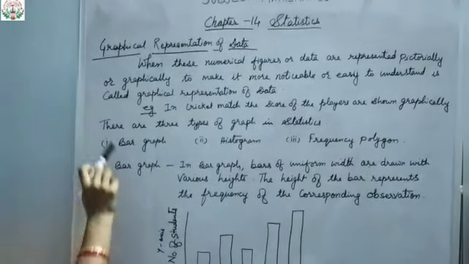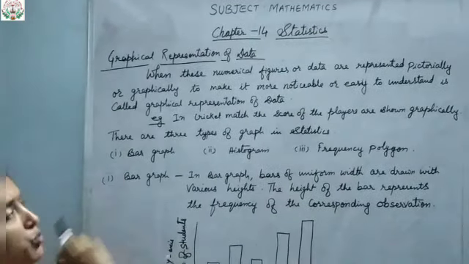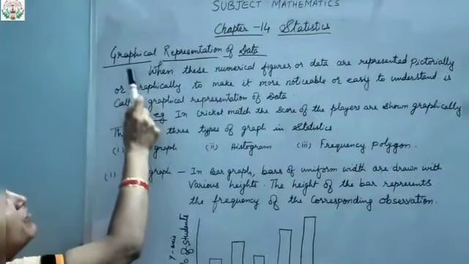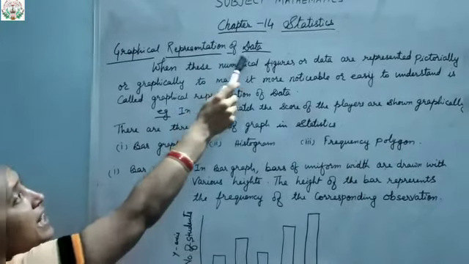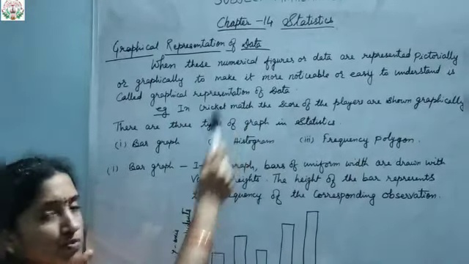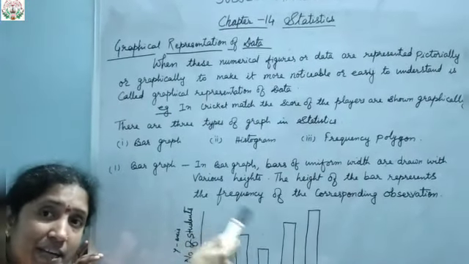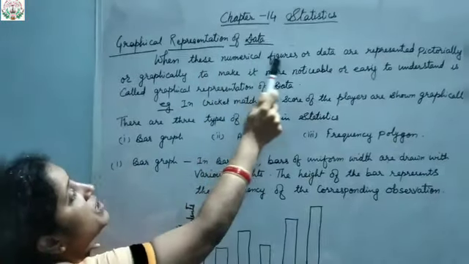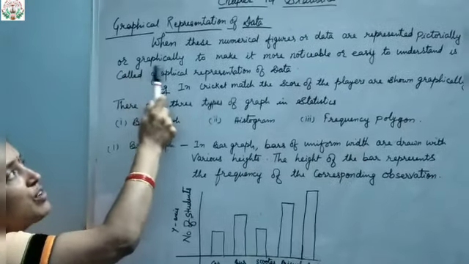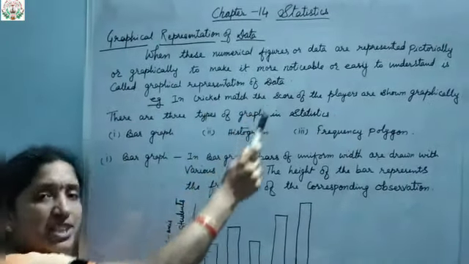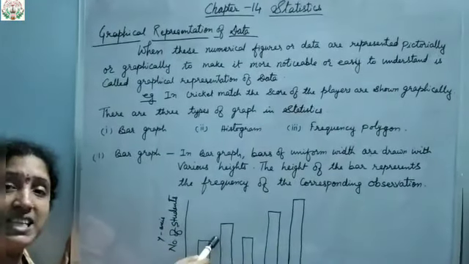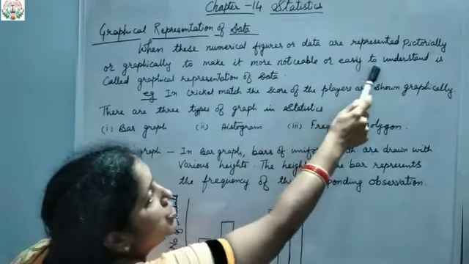Now children, after exercise 14.2, let us begin the topic, that is graphical representation of data. From the topic itself, it is clear that the data will be shown graphically. We know that statistics deals with data, numeric data, is it not? So these numeric figures or data are represented pictorially or graphically to make them more noticeable, meaning people can easily see them. Noticeable means can be easily seen or easy to understand.